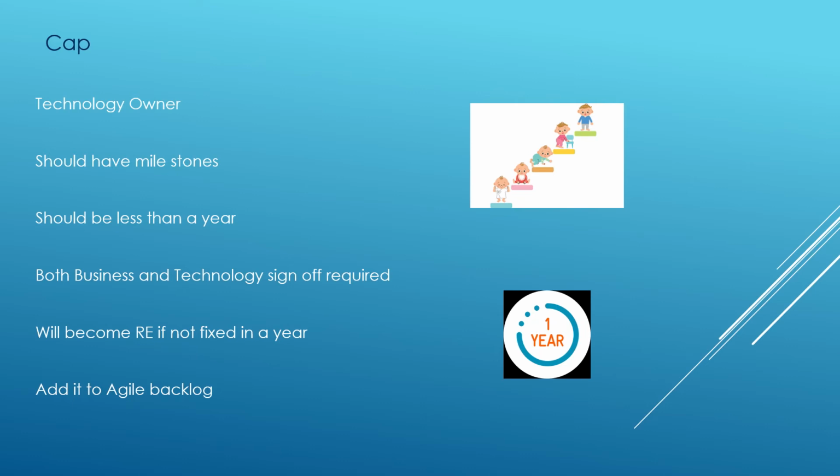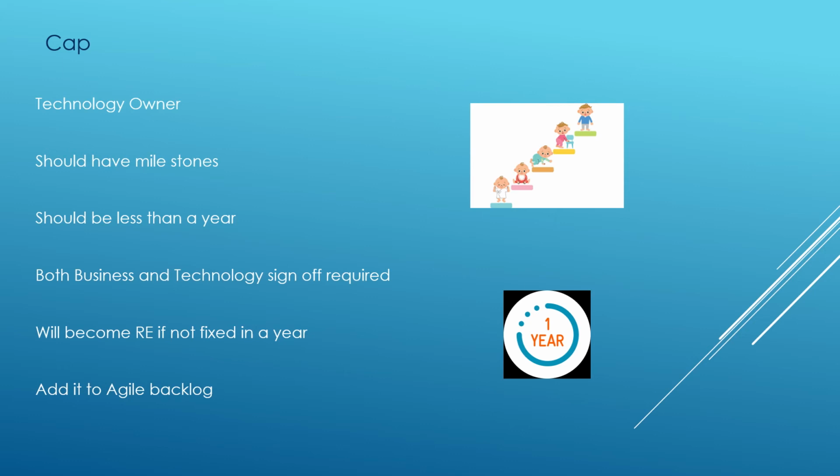So the business has decided to go to production with a CAP, that is corrective action plan. In case of a CAP, there is a possibility we can fix the gap using technical controls. That is the reason technology is the owner for the CAP. The technology team has to provide milestones and information on when they are going to fix, how they are going to fix, things like that.